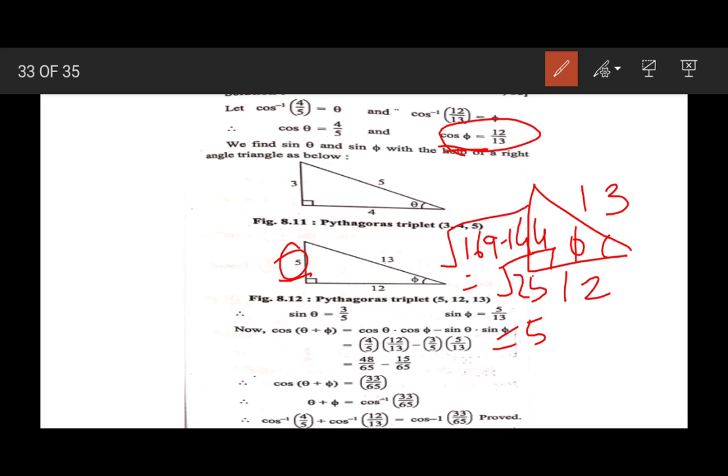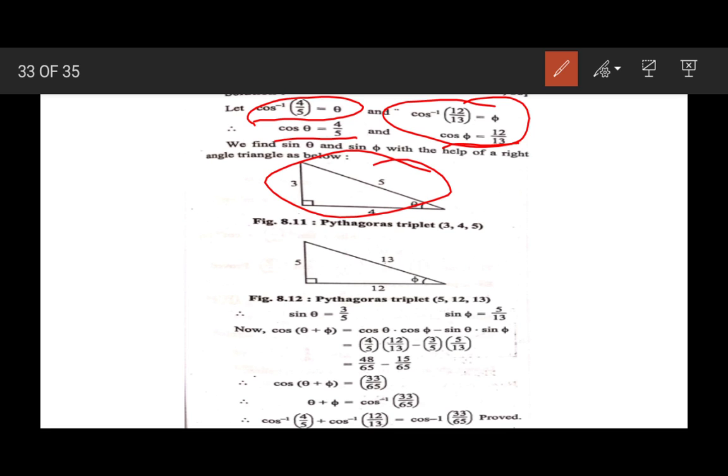So cos phi is 12 upon 13, and I have to find sin phi. Sin phi will be opposite upon hypotenuse. So I got sin phi as 5 upon 13.